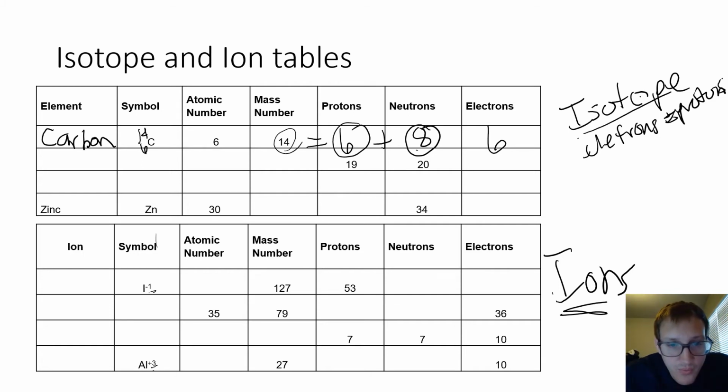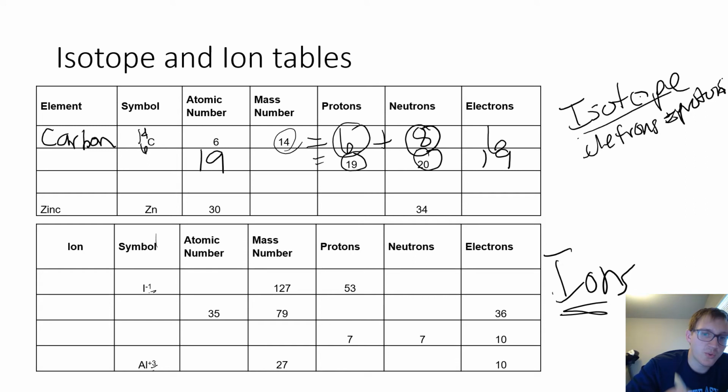All right, moving on. Next one down, protons is 19, so I know the atomic number is 19, and I know the electrons is 19. The other thing I know is that, again, this number plus this number equals this number. So I have 20 plus 19, and that should be 39.